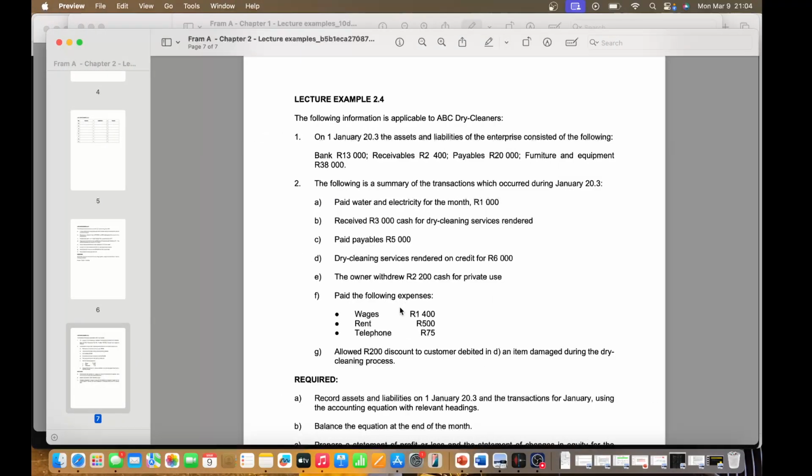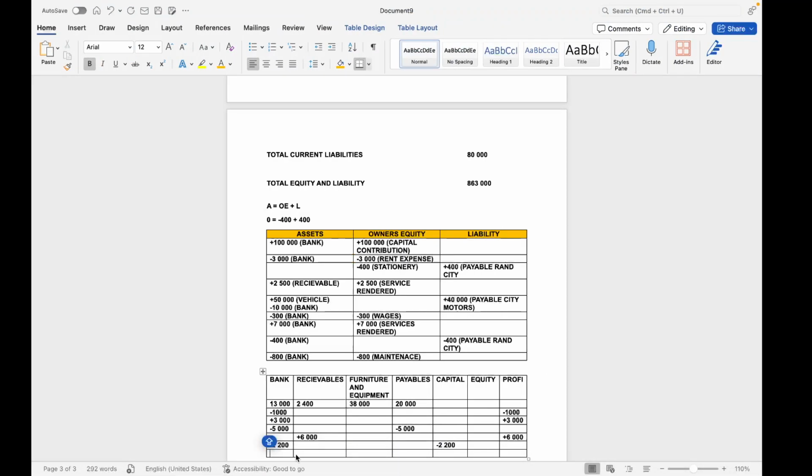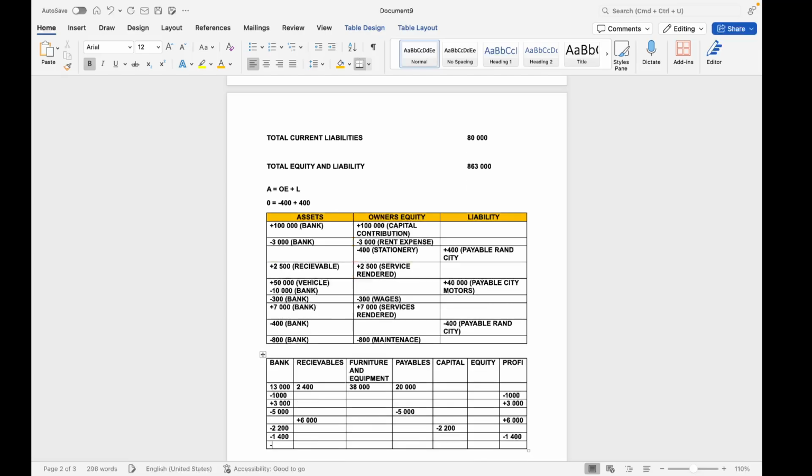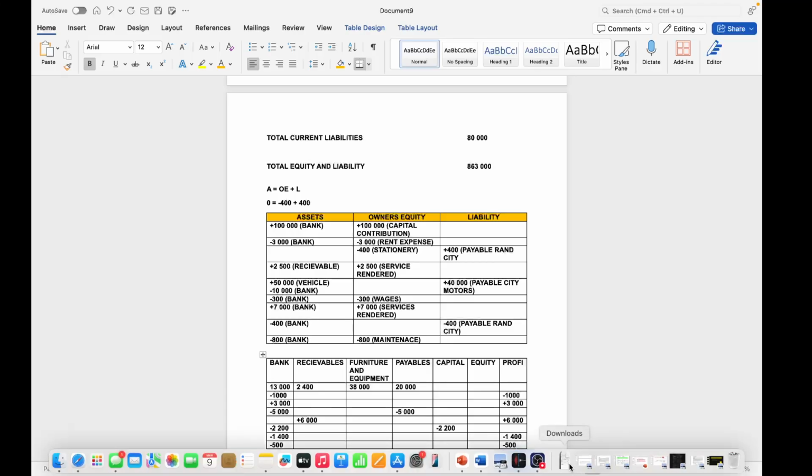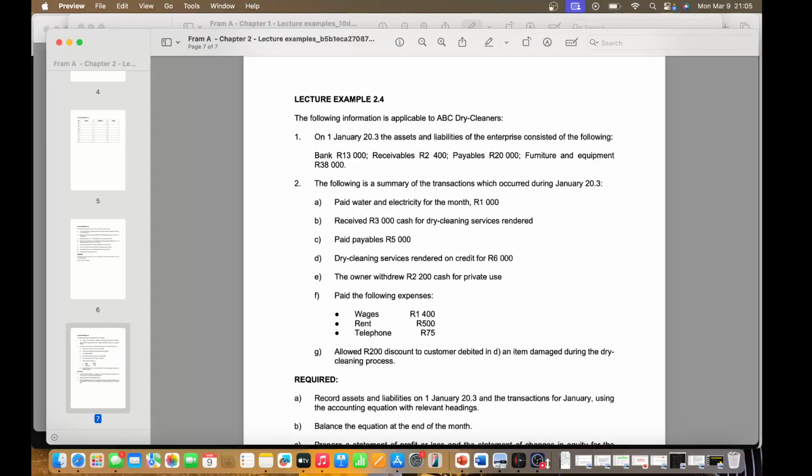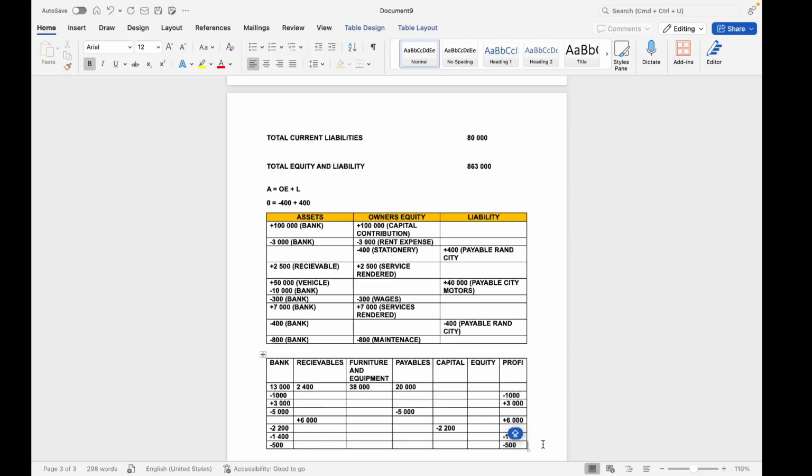Then we paid for the following expenses: wages, rent, and telephone. So these are all expenses. So it's going to be minus 1.4, right? And then our profit also minus 1.4. Then we're going to say minus 500. Then it's minus 500, right? And then what else are we minusing? Let me just see. 75 rand. Minus 75 rand. Going to come here, minus 75 rand. And then minus 75 rand.